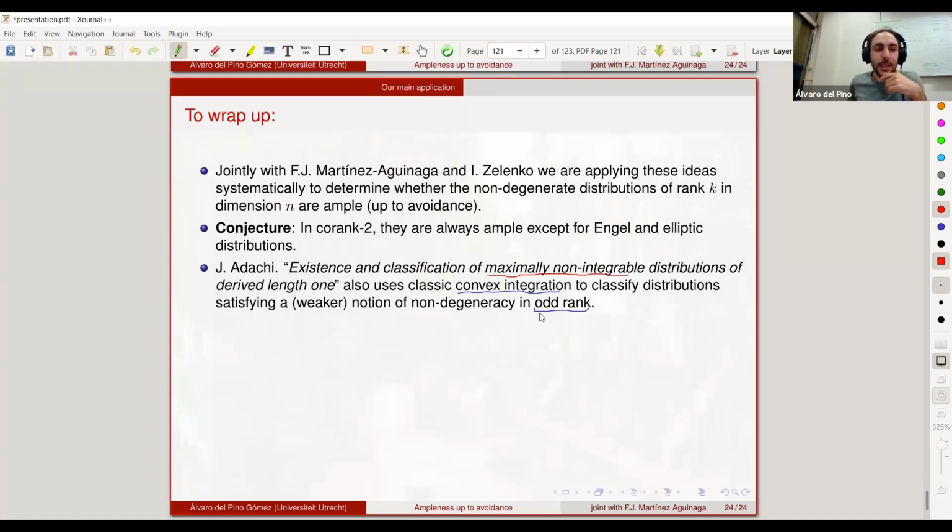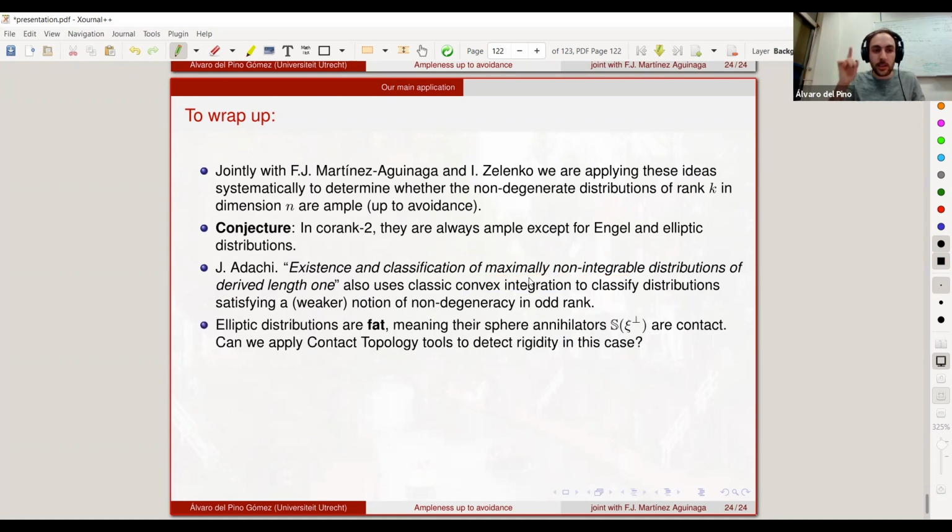I would argue that the natural notion of maximal is what we consider, and it is indeed more restrictive. In the odd rank case, as he does, it follows from convex integration anyway, but it's just slightly more complicated, I would argue. But yeah, you should check this paper out.